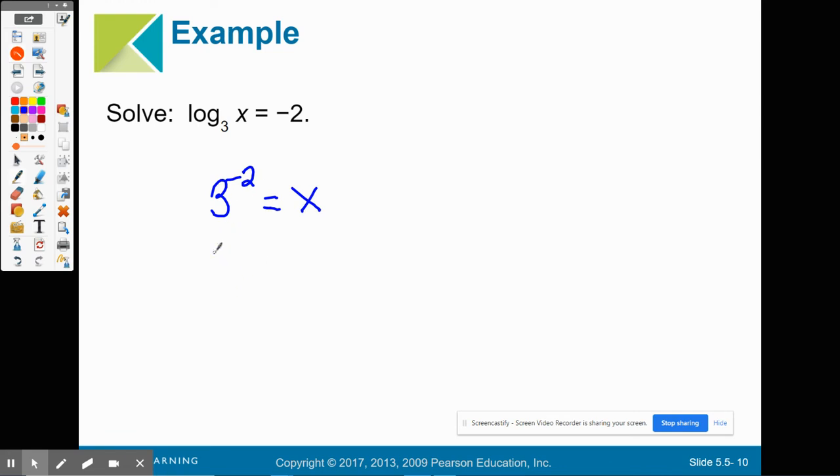What is 3 to the negative 2? Well, if you type it in your calculator, you will have to hit math 1. Otherwise, you might remember that it's 1 over 3 squared, and that would be 1 over 9. Your calculator will tell you the answer. If you hit math 1, it will change it over for you.